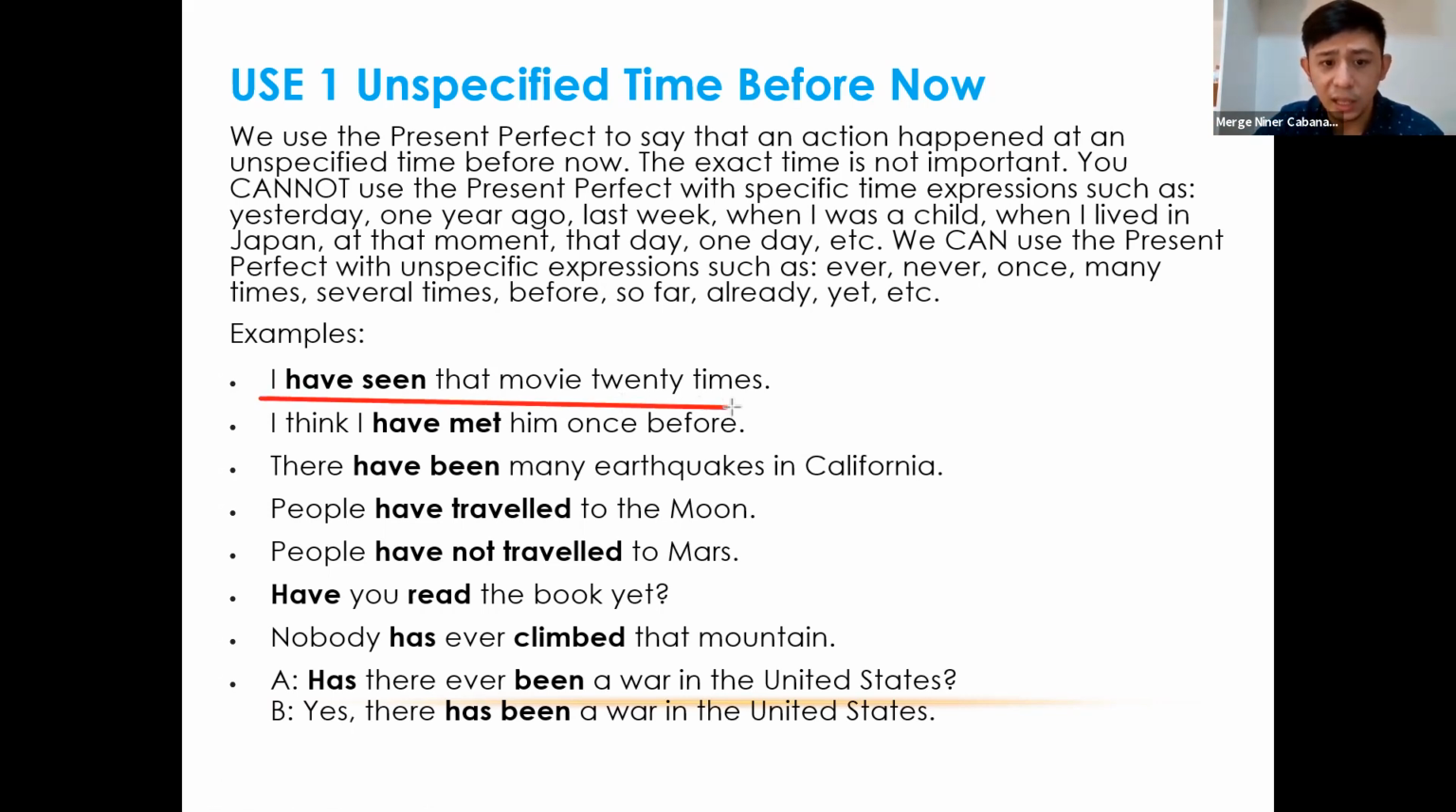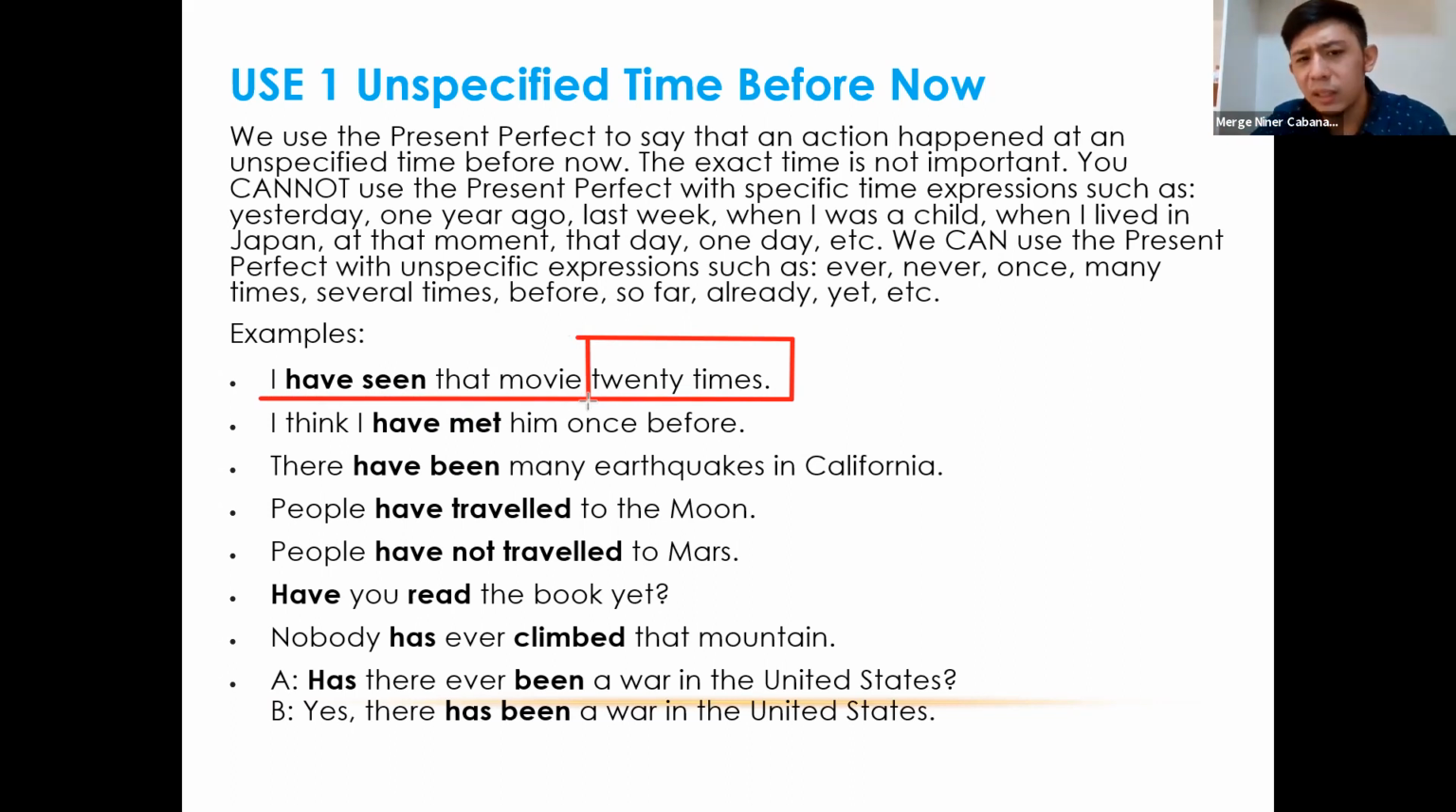Okay, so I have seen that movie 20 times. So sir, there's a time expression, 20 times. But do you know when this 20 times occurred? I don't know. So it's still included in the present perfect tense.